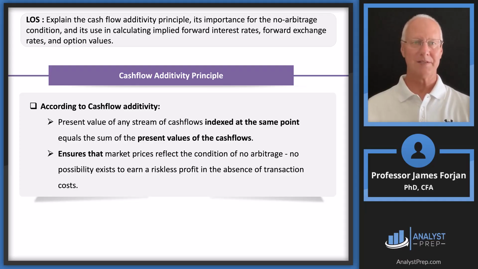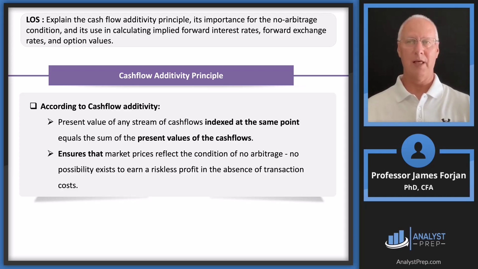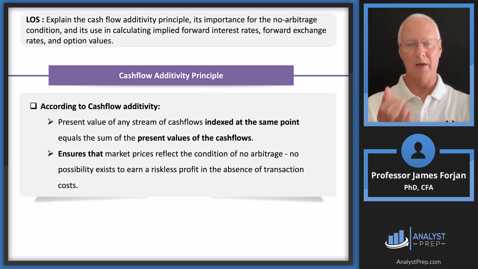All right, moving on to the last and third LOS in this learning module. Let's talk about cash flow additivity principle. Oh, this sounds like a super complex idea, but it's really not. I want you to think about this timeline. Suppose that in a timeline, we have time period 0, and then we have time period 1, 2, and 3. Are you ready for this?